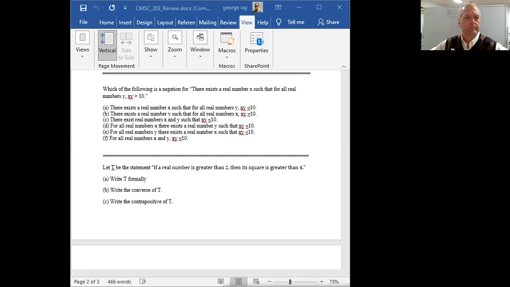Okay, so next question, question 8. Which of the following is a negation for there exists a real number X such that for all real numbers Y, X times Y is greater than 10? So take a few minutes and go over that one. And again, we want to do a negation for this statement.